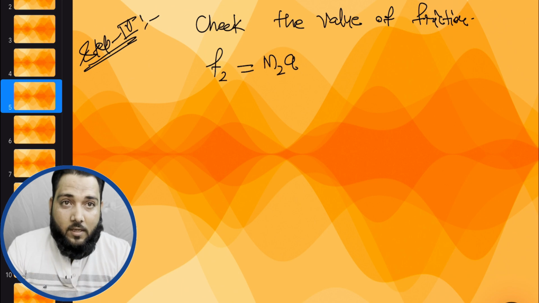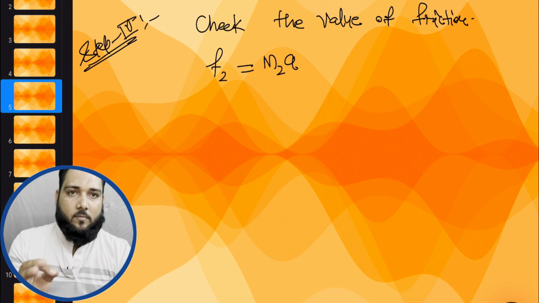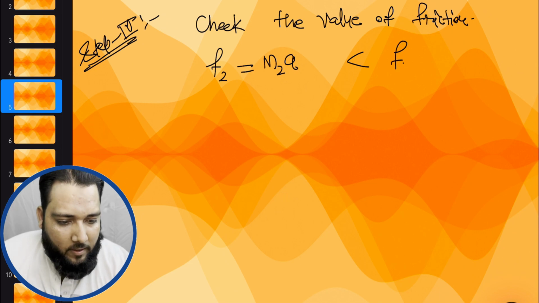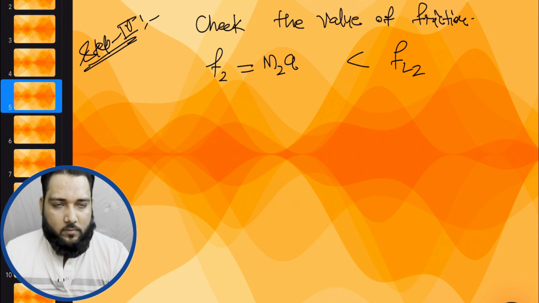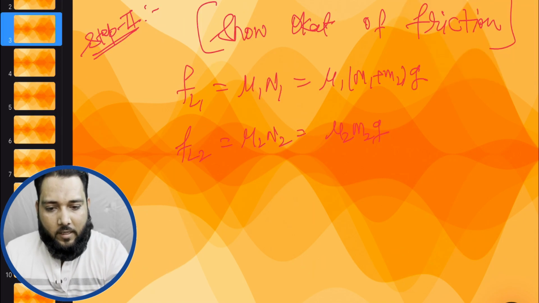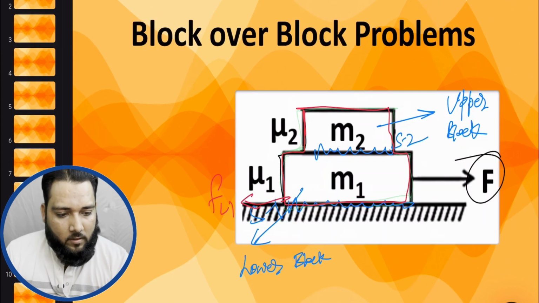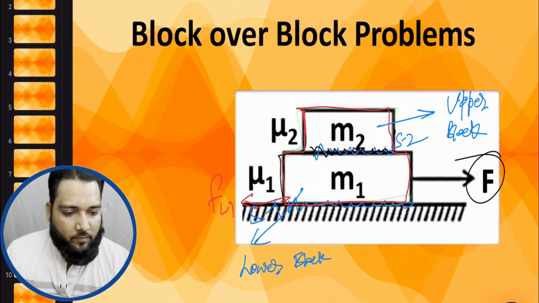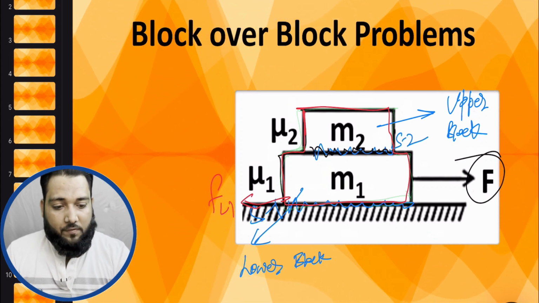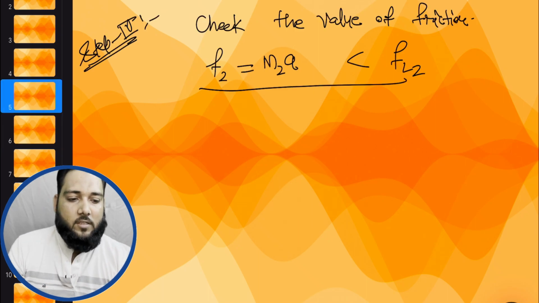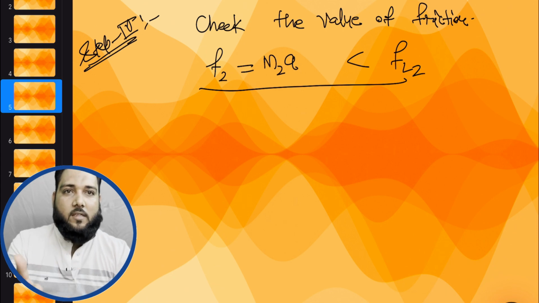Up to here, everything is clear. Now, if it is coming less than the limiting value of friction FL2, the friction present between the S2 surface, only in this condition, we can say the blocks will move together.